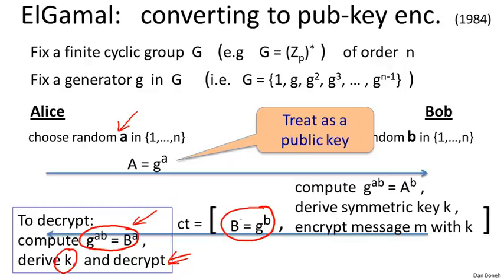By the way, this was kind of an interesting development at the time that it came out, partially because you notice this is a randomized encryption scheme. So every time Bob encrypts a message, it's required that he choose a new random b and encrypt the message using this new random b.